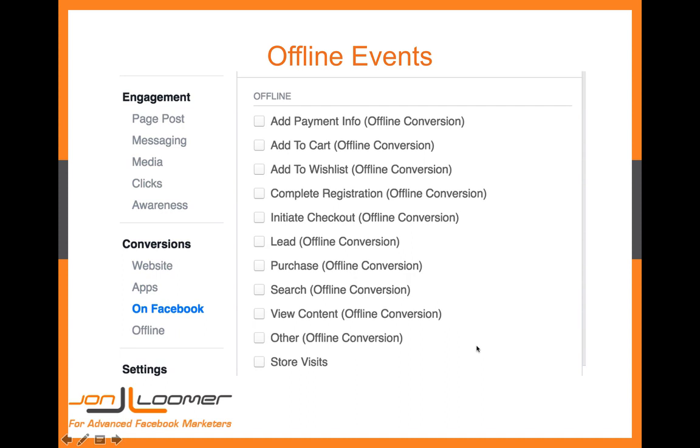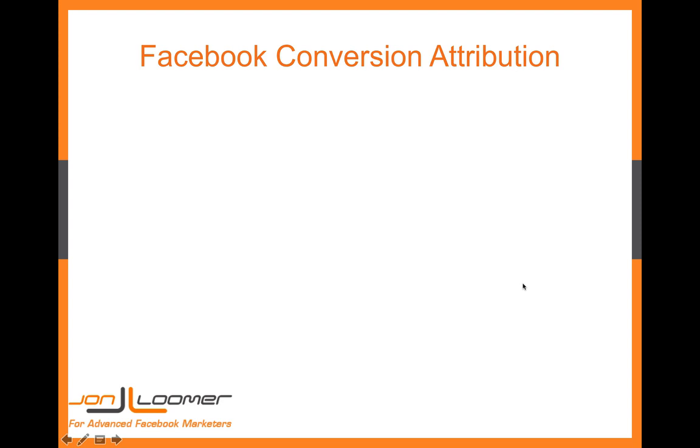So then when you run your ads and you want to see how many offline conversions there were, when you customize columns, go under conversions, you've got on Facebook, but you also have offline. Obviously, in this case, we want offline. And so those are your offline conversions. You can check all those boxes to see how many of those conversions happened as a result of someone seeing or clicking on your ad. Okay, so that's the offline conversions.